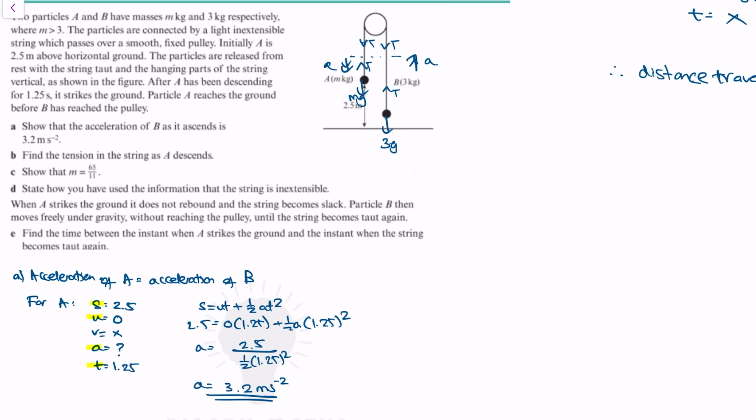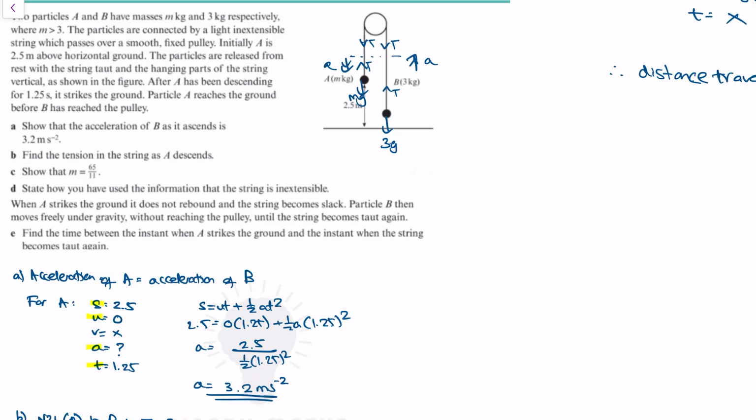Okay, part b, find the tension in the string as A descends. Because there are too many unknowns in A, I will apply Newton's second law to B. Newton's second law applied vertically to B: T minus 3g must be equal to mass, which is 3, times acceleration, which is 3.2. So tension will be equal to 3 times 3.2 plus 3g. If we put this into our calculator with g equal to 9.8, tension is equal to 39 newtons.